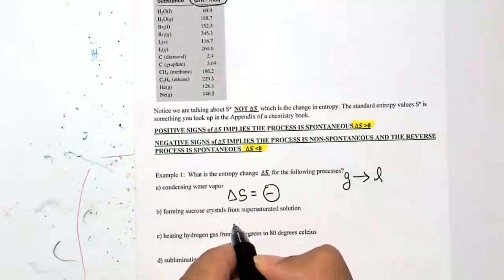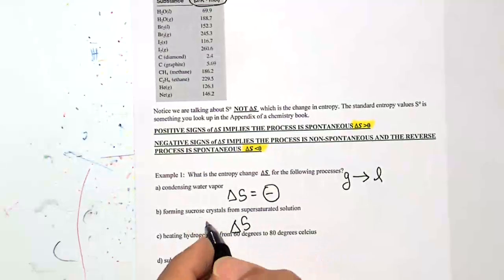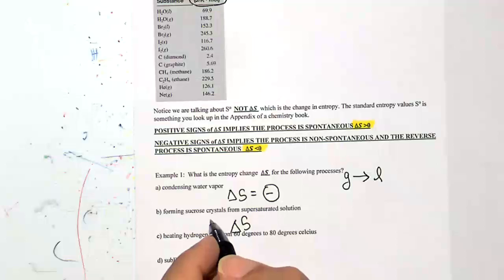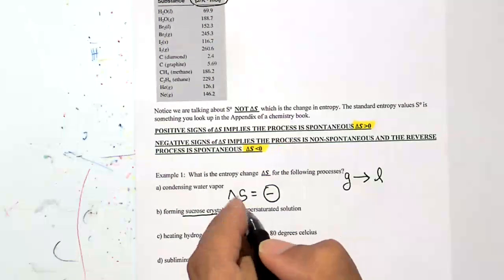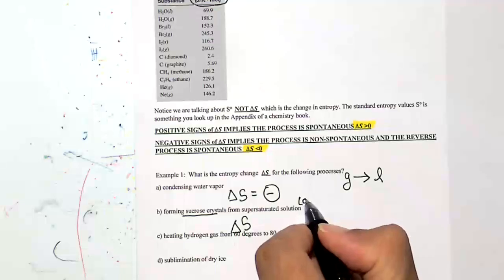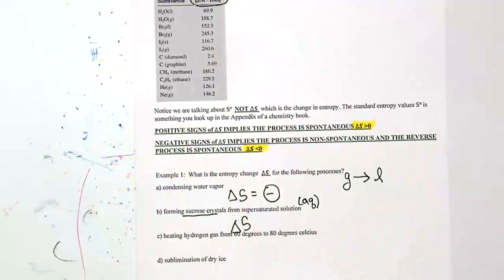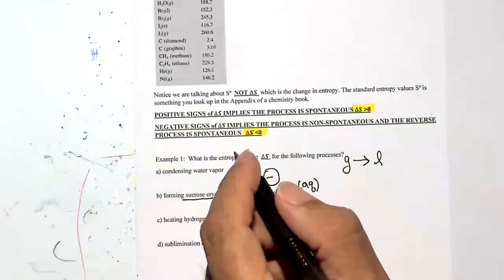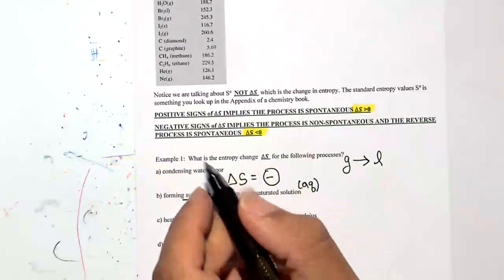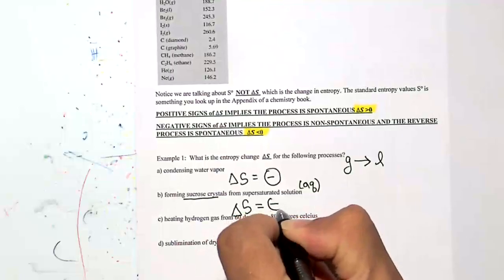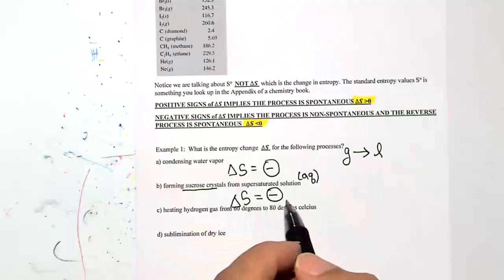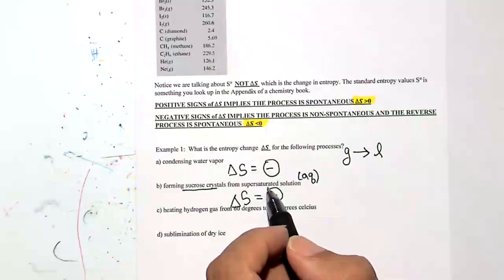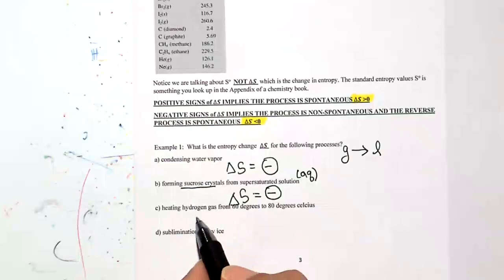Forming sucrose crystals from a supersaturated solution. Crystals are very ordered. If you look at them under a microscope, they're very, very ordered. So you're forming crystals from a solution, solute plus solvent. What do you think, positive or negative? Crystals are something very ordered, so if you're forming crystals, that would be negative. A solution is solute and solvent.